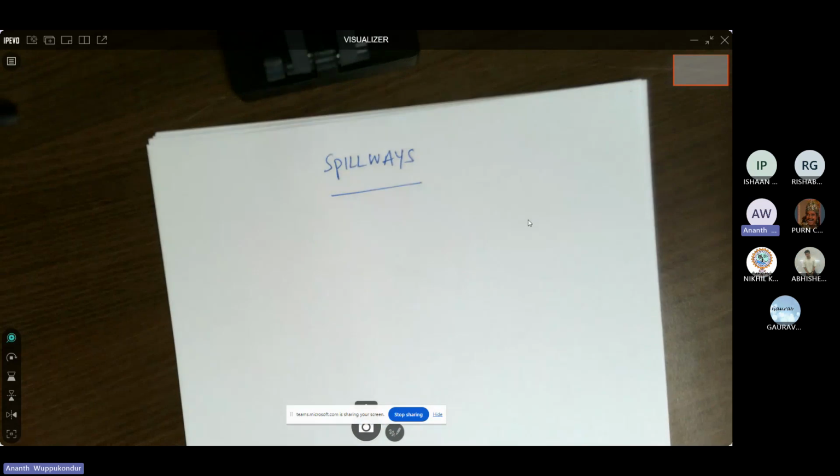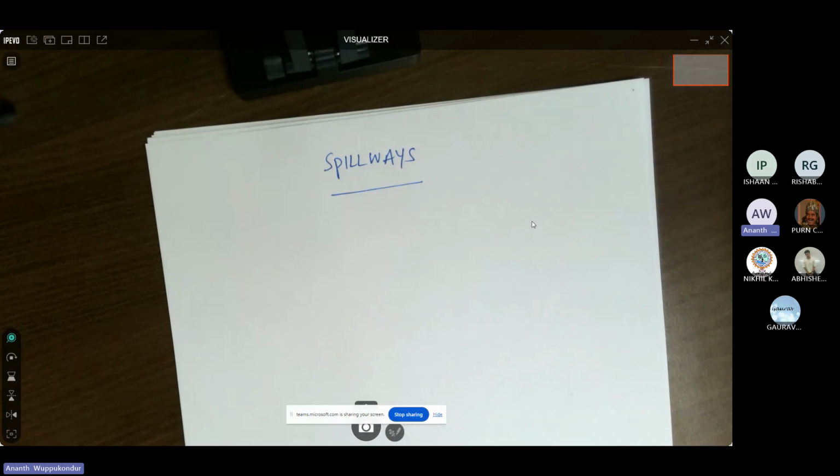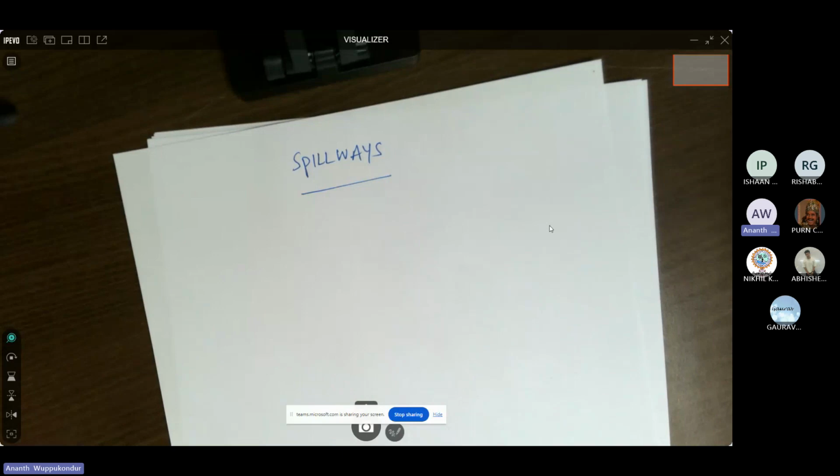So earlier we have seen gravity dams and earthen dams, and in connection to the dams, we are going to see types of spillways, and then the energy dissipation below a spillway. Now, a spillway is a structure that is embedded into the dam to safely discharge the water.